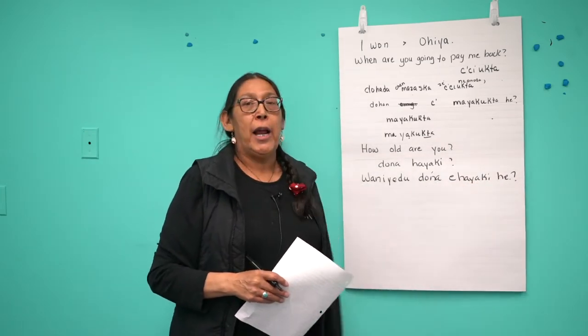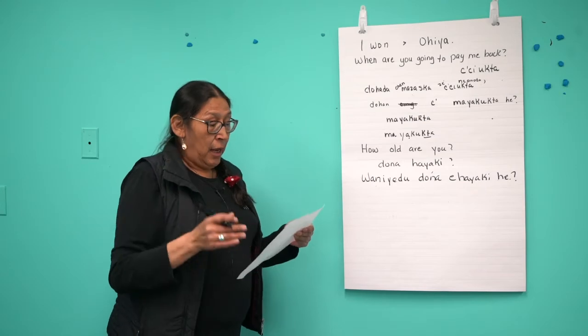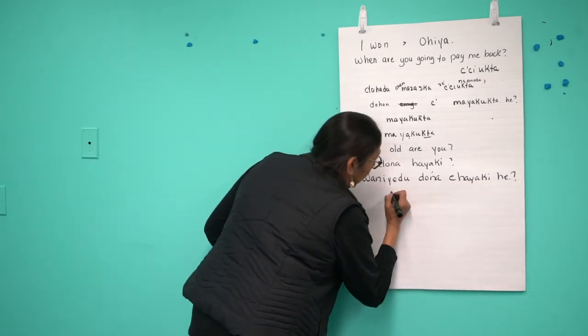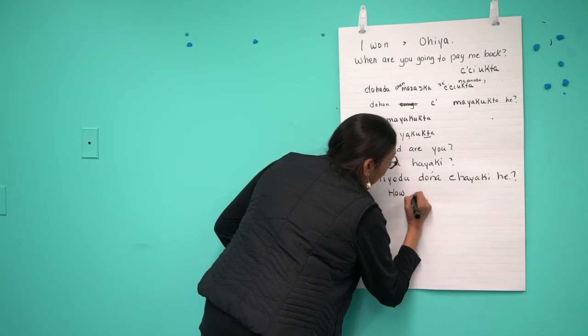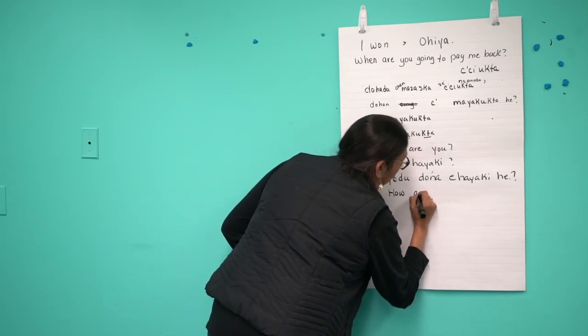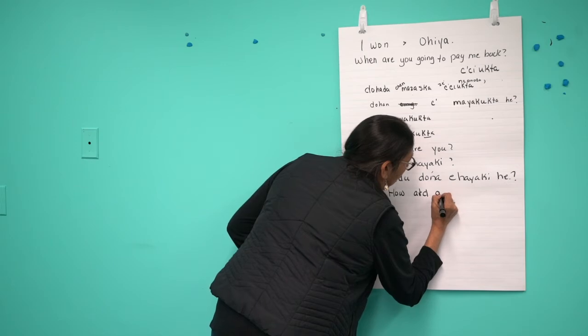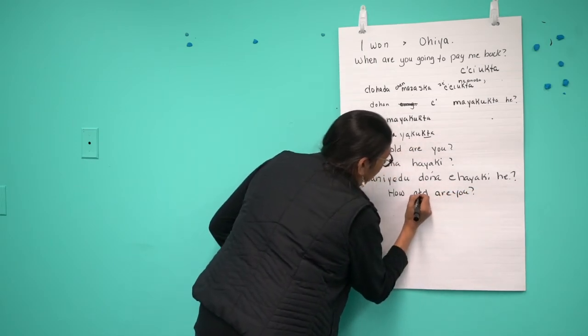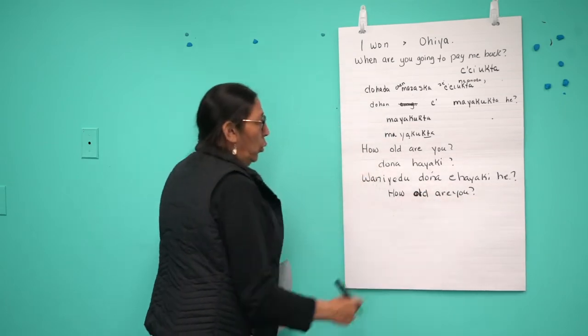And my question marker, he. That is, how old are you? That's what you should translate it to when someone asks you this. This is what they are asking you. How old are you? Sorry. How old are you?